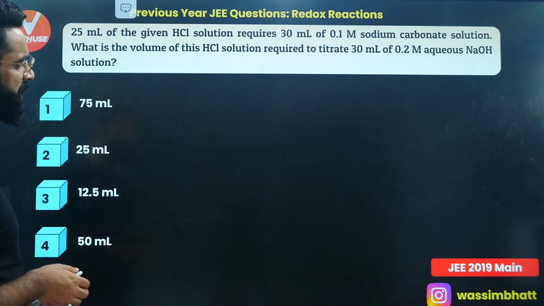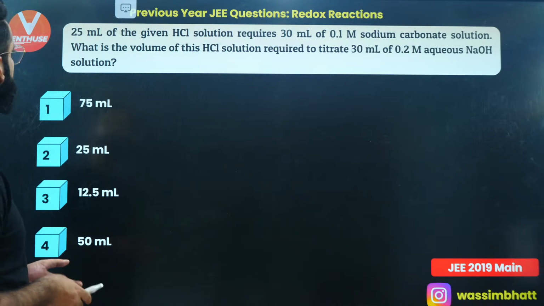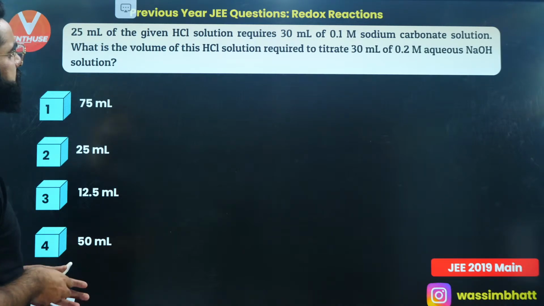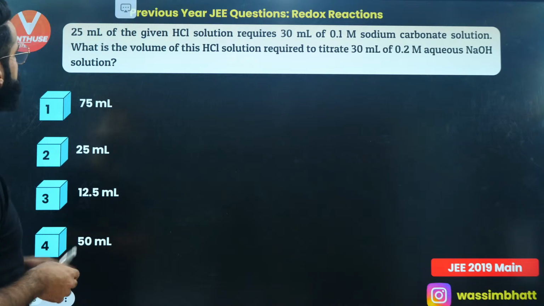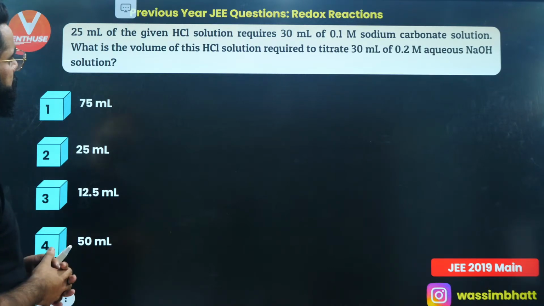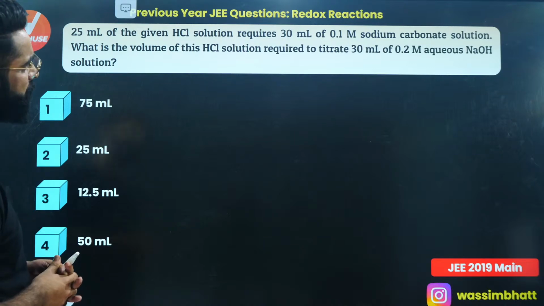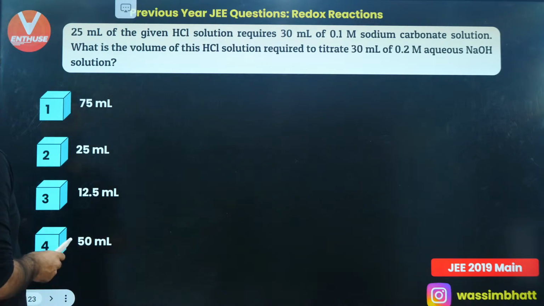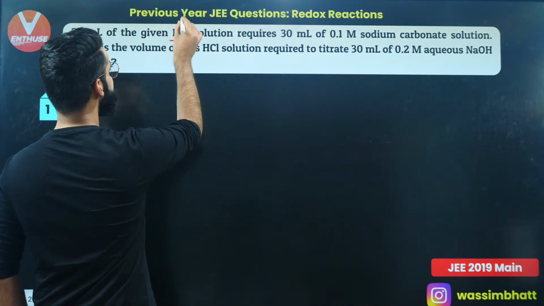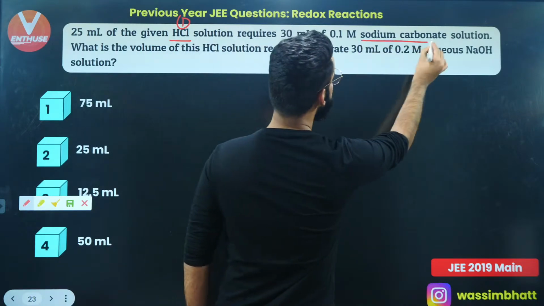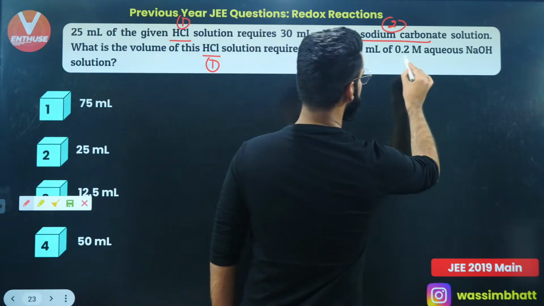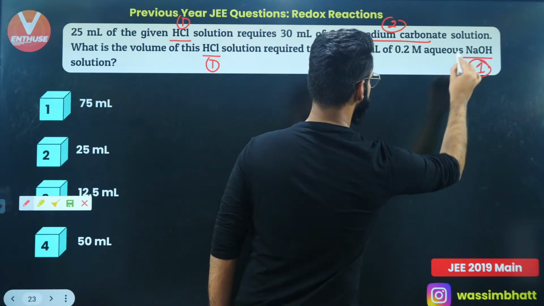Okay, the question was asked in your JEE Mains 2019 from the same chapter. The question says 25 ml of given HCl solution requires 30 ml of 0.1 molar sodium carbonate solution. What volume of this HCl solution is required to titrate 30 ml of 0.2 molar NaOH aqueous solution? First of all, let me tell you, HCl's N factor is 1, right? Sodium carbonate, its N factor is 2. HCl, its N factor is 1, right? NaOH, its N factor is going to be 1, correct?